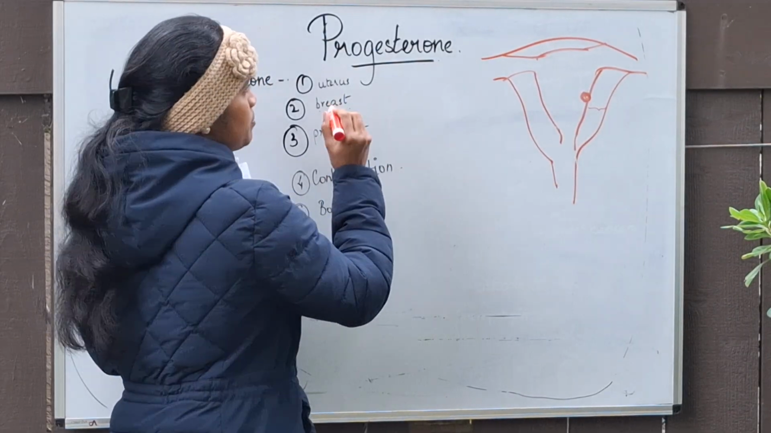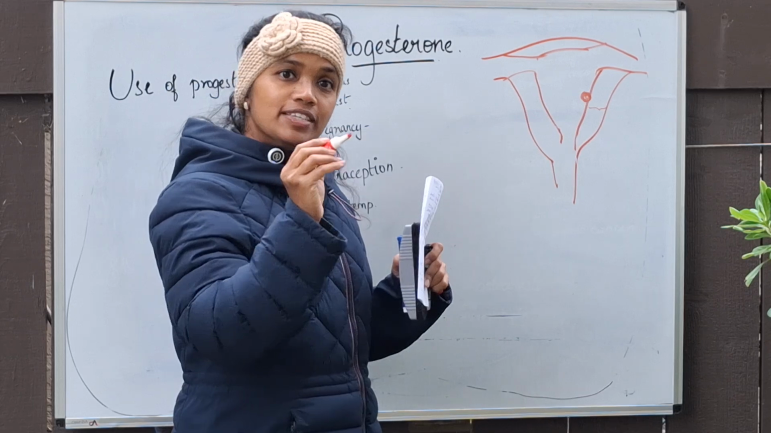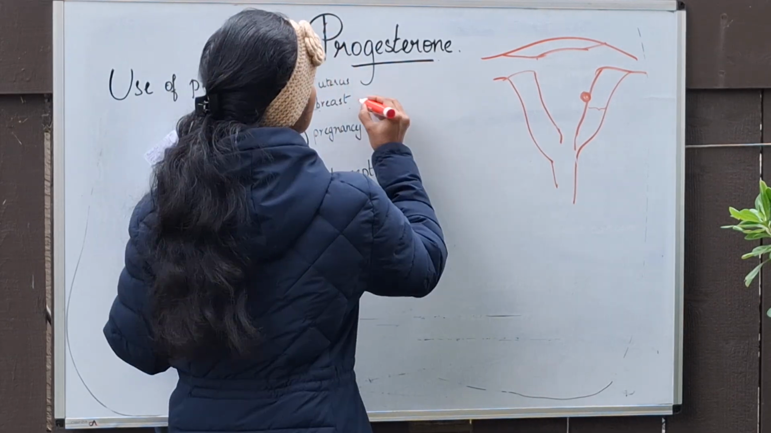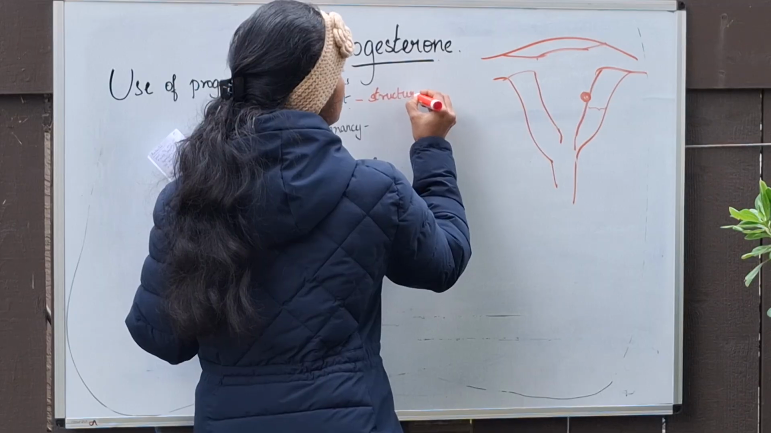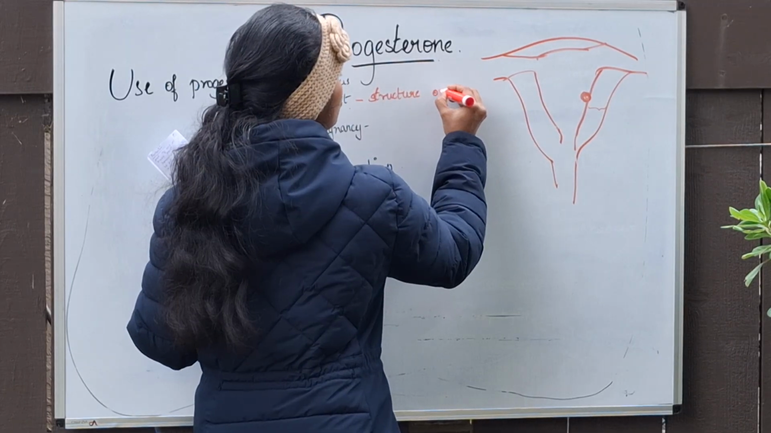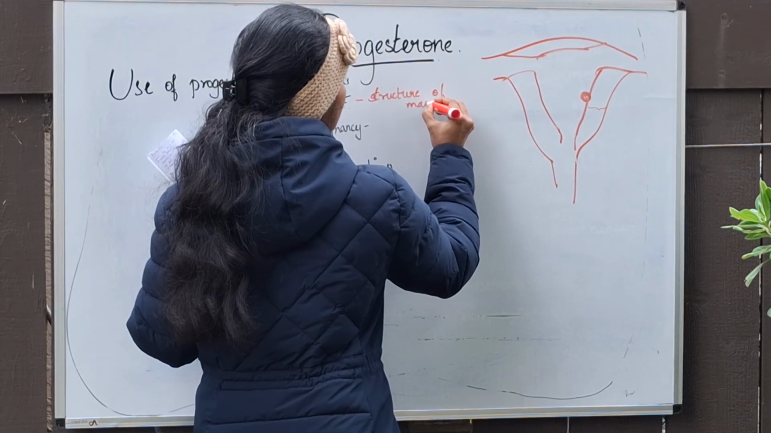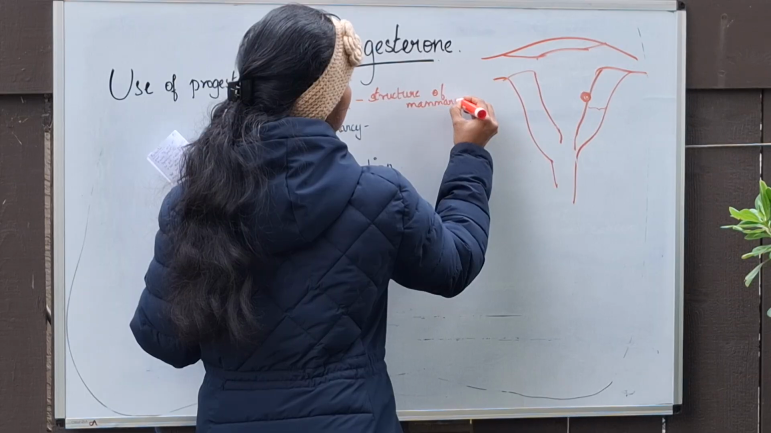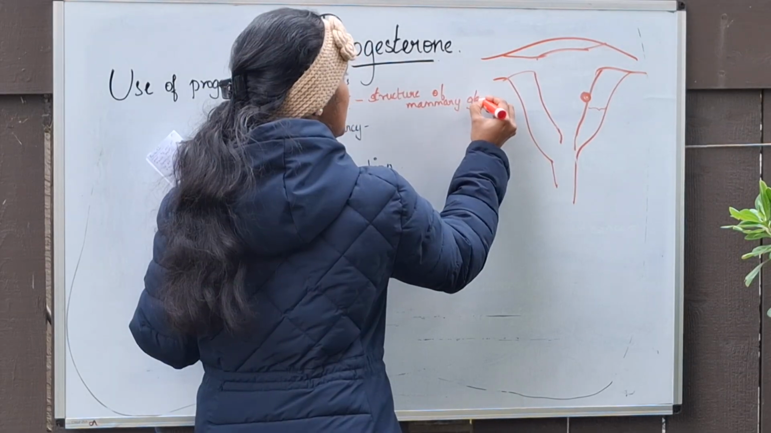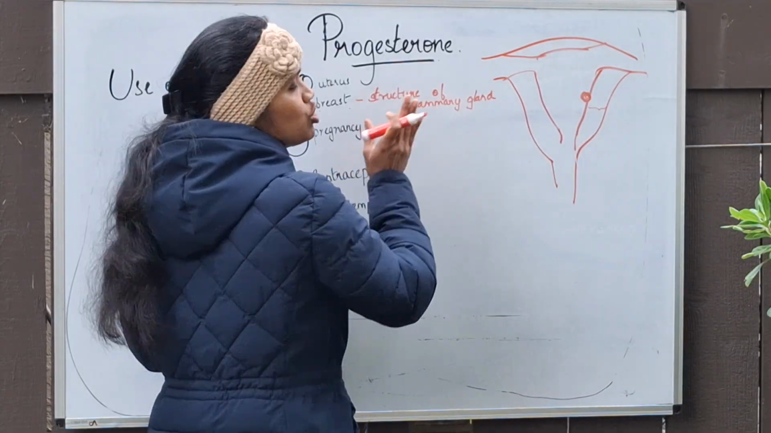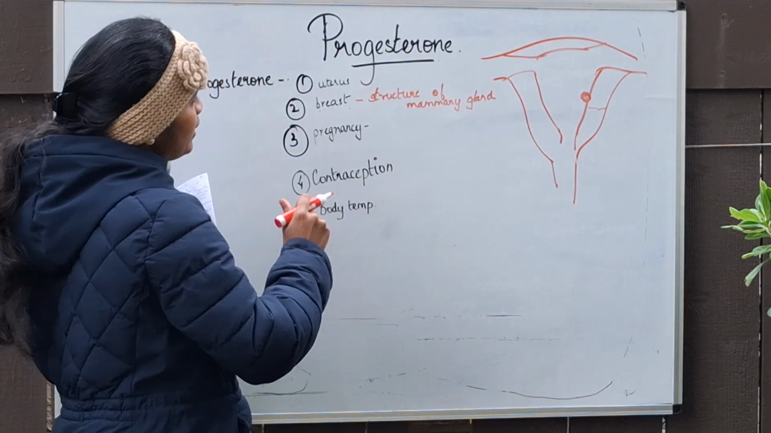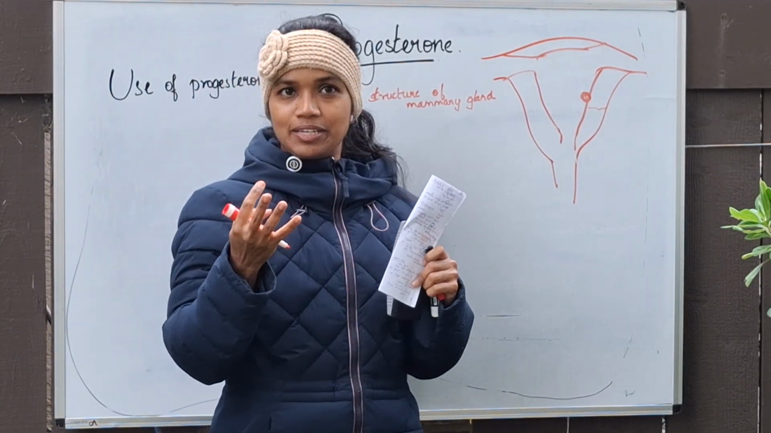What about the breast? The progesterone is responsible for the structure of the mammary gland. Along with estrogen, it is responsible to maintain the structure of the mammary gland. Even in pregnancy, the progesterone that is released by the placenta will help to maintain the structure of the mammary gland. Then it has another important role in pregnancy.